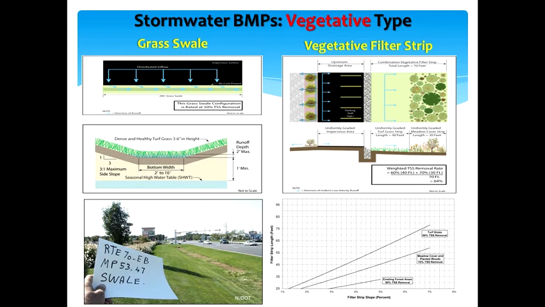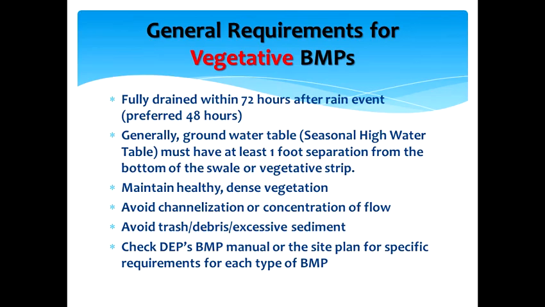All vegetative type BMPs need healthy, dense vegetation without channelization of flow. Also, both grass swales and vegetative filter strips must be devoid of ponded areas of water, spots of dead vegetation or bare soil, and areas exhibiting erosion of soil. Let's recap the basic requirements of the vegetative type BMPs. They are fully drained within 72 hours after the rain event.